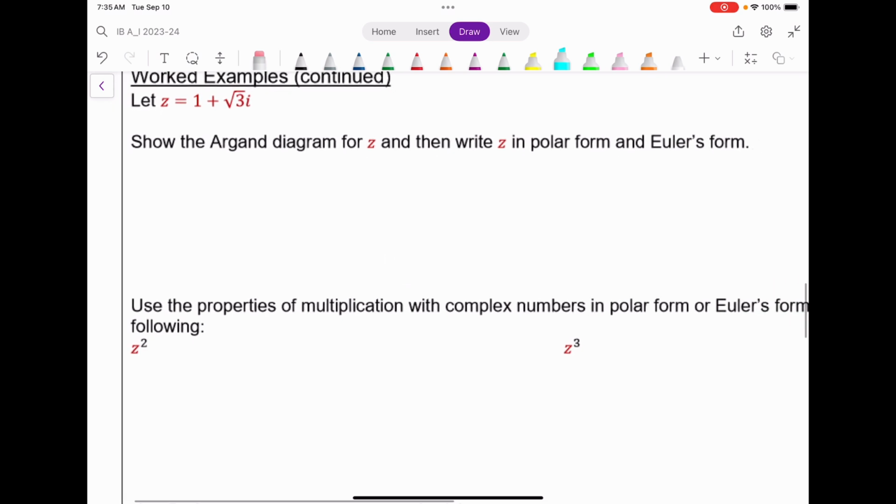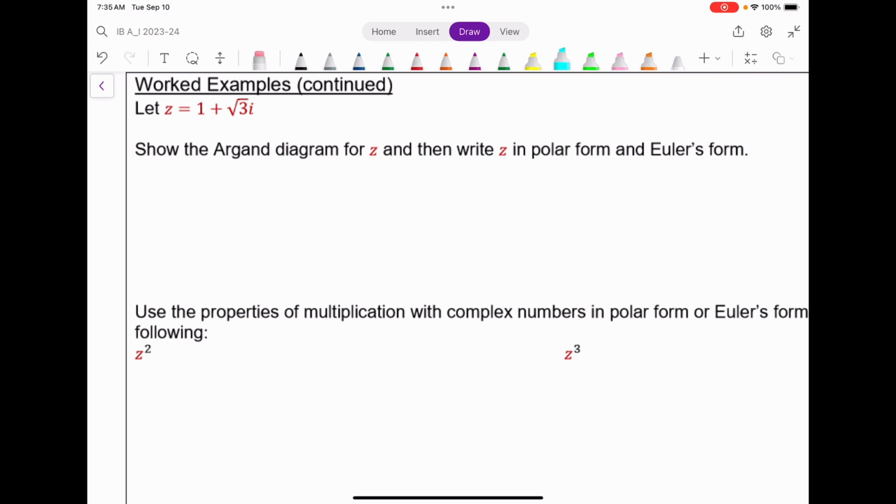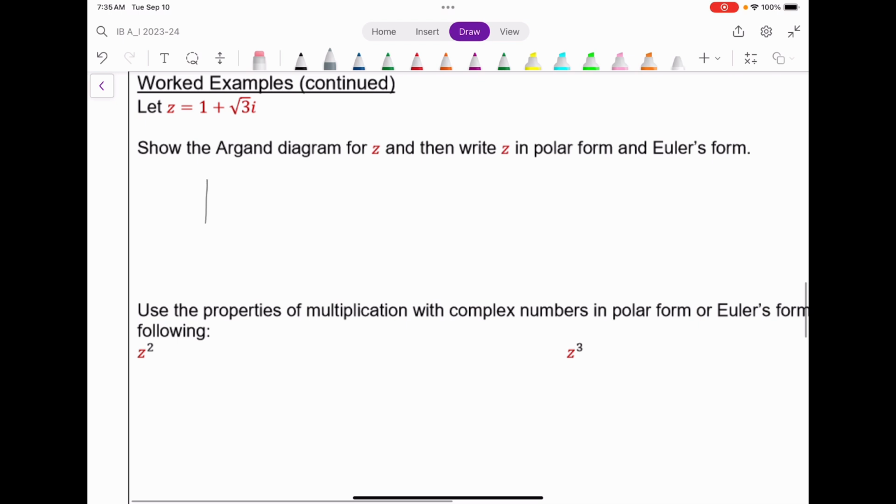All right, so for the backside, let's just look at Z being 1 plus root 3 times I. So first, let's show the Argand diagram and write this in polar form and Euler form. Even if you weren't asked to make an Argand diagram, I would always recommend it.